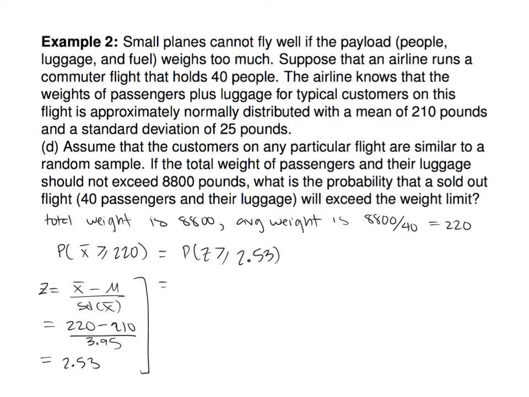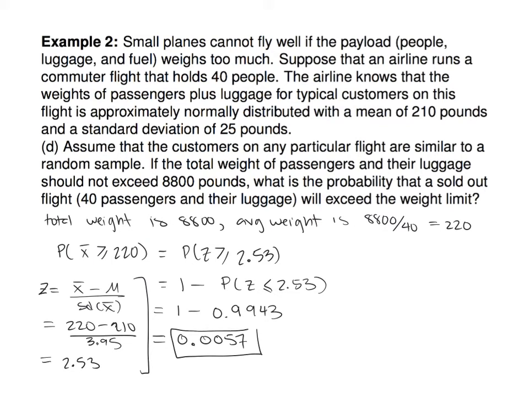Well, to use our Z table, we have to do this whole complementing thing, make this 1 minus the probability that Z is less than or equal to 2.53. Which is 1 minus 0.9943, or 0.0057. So it's quite unlikely that this luggage will exceed that weight, but it's approximately half a percent, a little bit more, so maybe that's a bit too high. It's up to the airline to decide that.